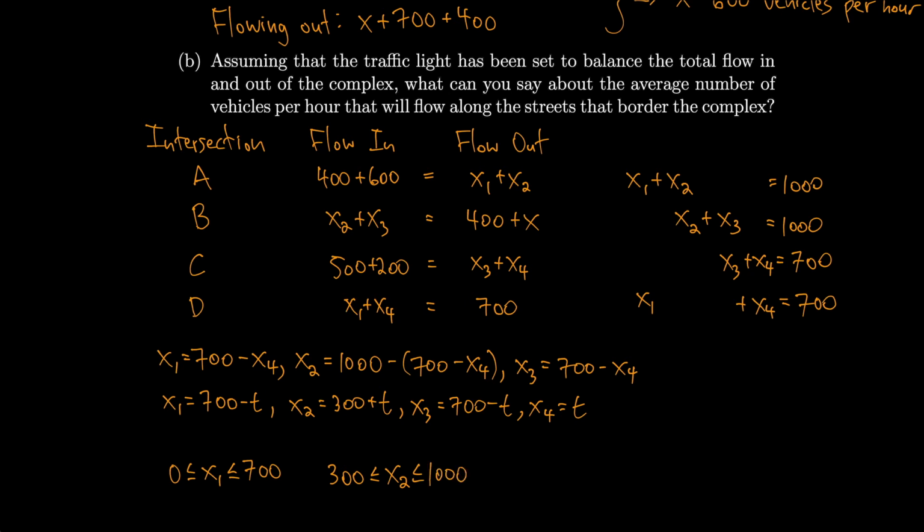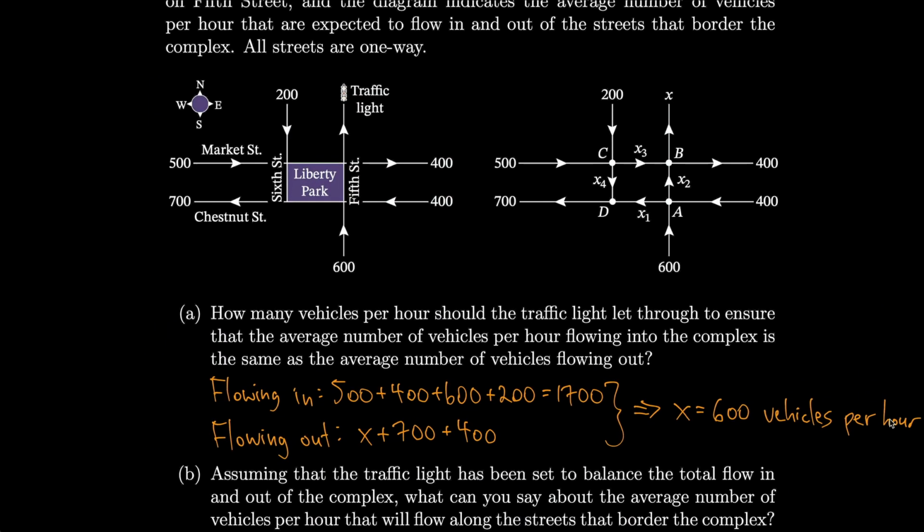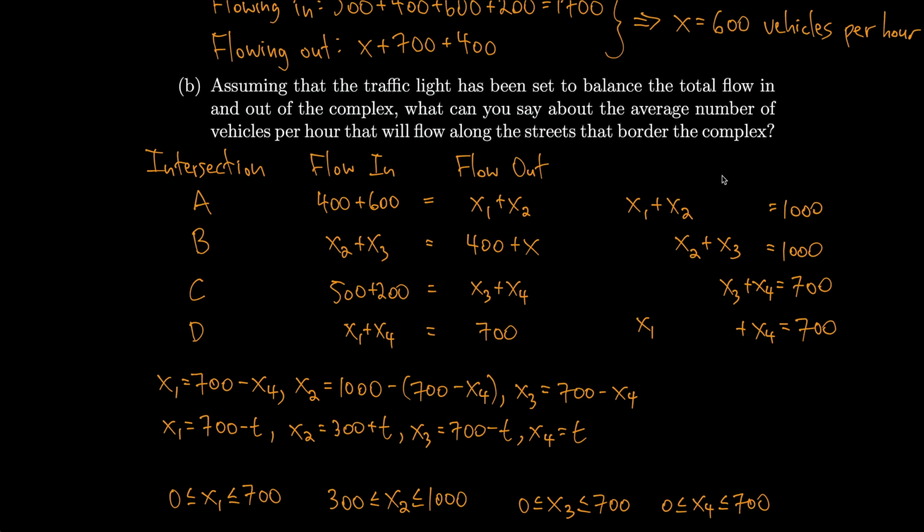And then for x3, we could see that it has to be greater than or equal to 0, same as x1, and it has to be less than or equal to 700. And then, like we said, t has to be at most 700, so we get the same restriction on x4. So notice this tells us the average numbers of the vehicles flowing along these streets that border, they have to be within these ranges.